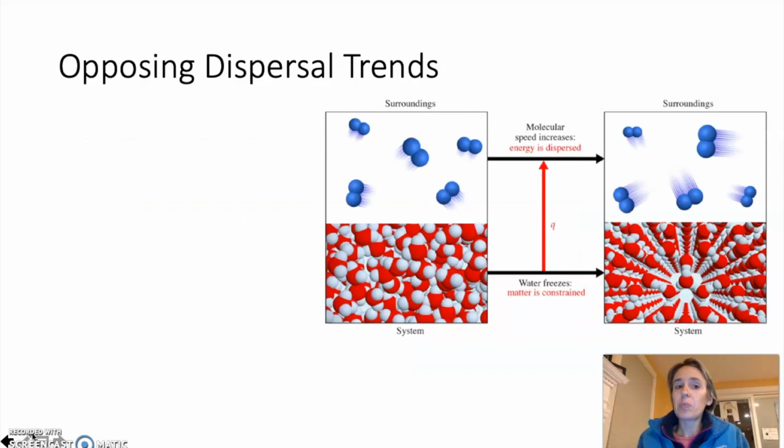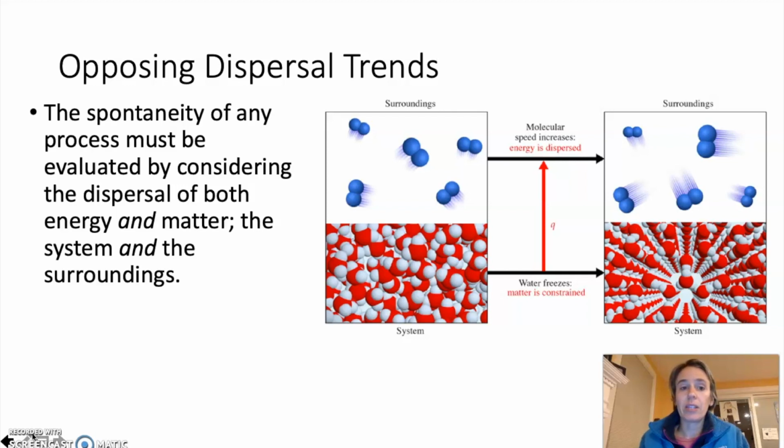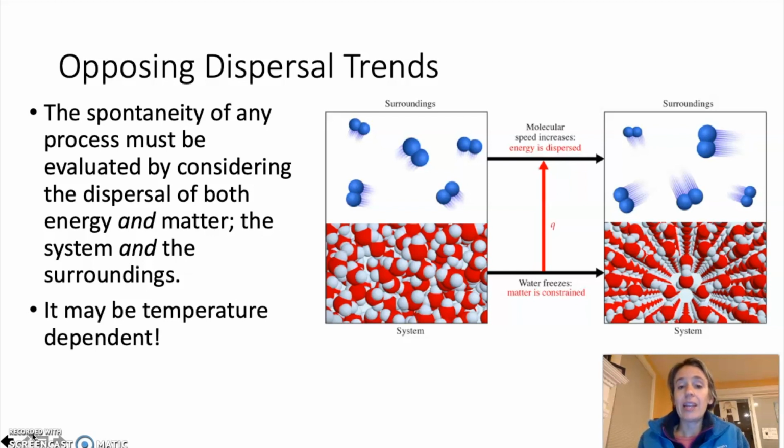So yeah, these are dispersal trends that are opposite each other. Our water during freezing is becoming, the matter is becoming more constrained while the energy is becoming more dispersed. So this tells us a couple things. If we're trying to figure out whether the process is spontaneous or not, we have to consider both the dispersal of matter and energy. And we kind of need to consider both the system and the surroundings. Another thing is that these processes may be temperature dependent. So, of course, ice cubes melting is spontaneous at room temperature, but not if you're in the Antarctic.